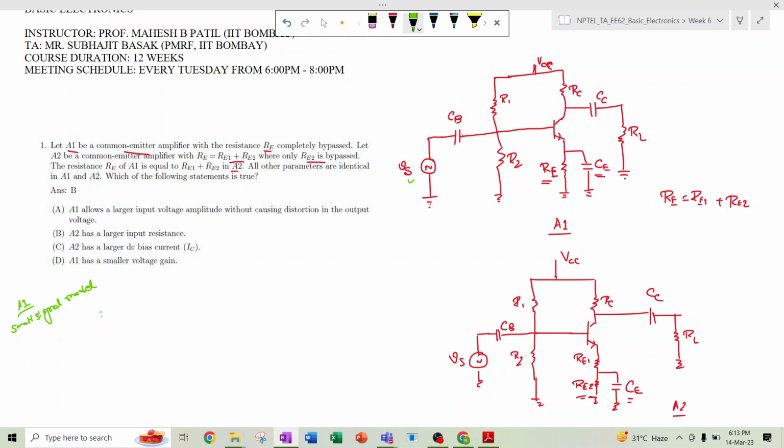Here we have Vs, it is a small signal, so we denote it with small v. Vs is applied, and now this is the DC blocking capacitor, that is the coupling capacitor, but it does not block the AC, so AC will bypass this capacitor, right? So for AC analysis or small signal analysis, this capacitor can act as a short circuit.